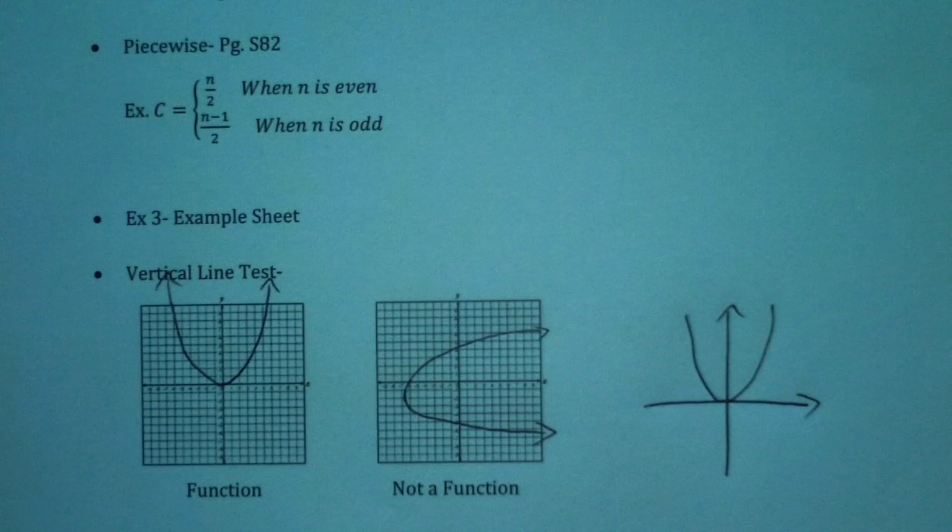That's just a random example. Sometimes it'll be like, if your n is greater than 0, you use this equation. If it's less than or equal to 0, you use the other one. I'm going to jump down to vertical line test, and then we'll go back to that example.